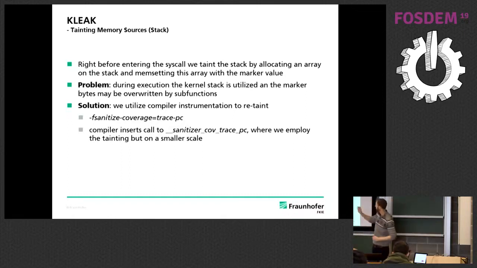So we use some compiler instrumentation, and every now and then we retaint a smaller part. I think at the moment it's 512 bytes. We retaint it, and this increases our probability to encounter those tainted bytes later in the copyout.